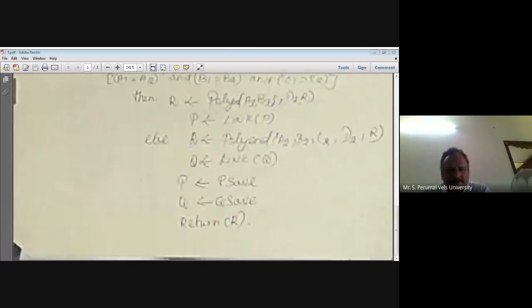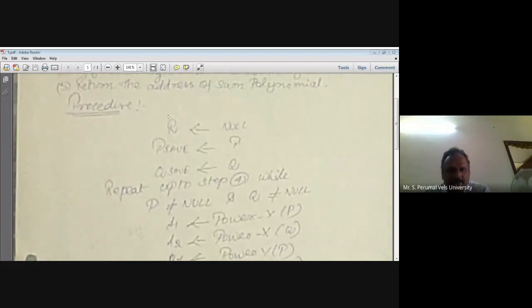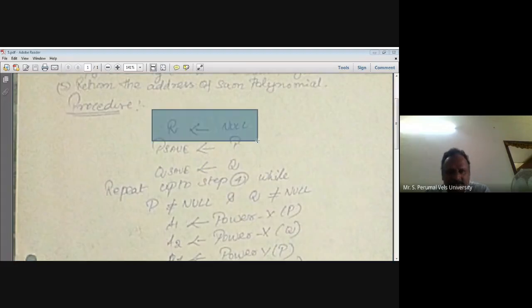If there is any confusion, don't worry about that. R, what is that R? R is the resultant polynomial, the third polynomial where we are going to store the result. So therefore, at the first stage it is null.